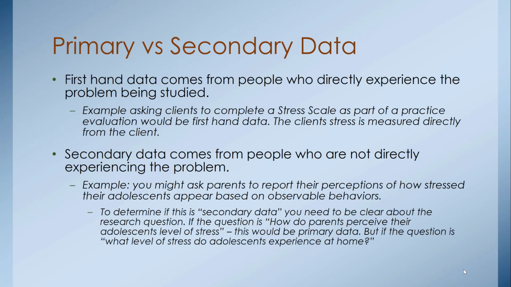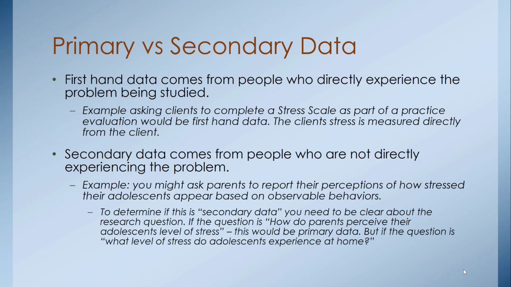Secondary data can come from people who are not directly experiencing the problem. And this actually could be from others who observe behaviors in somebody and report it. So secondary data is like if you ask parents the level of stress their adolescents exhibit when they're at home. You're getting the parent's perception of the adolescent's stress. So it's not first-hand data, it's second-hand data, because the parents are interpreting what they see to be the adolescent stress. You're not actually gathering it from the adolescent.